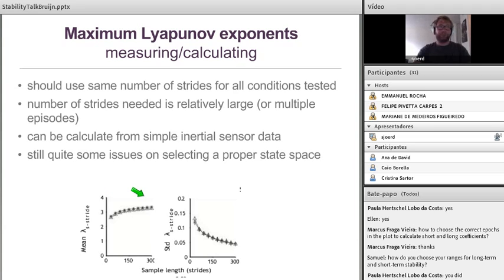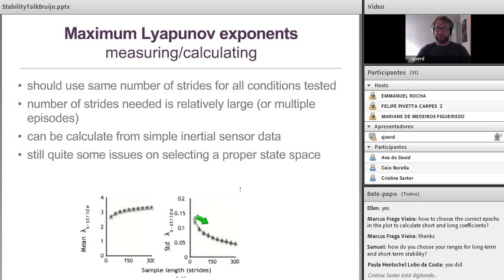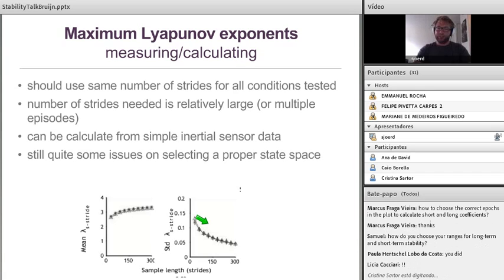So if I compare a group of elderly to a group of young people, but the young people walk longer, so they have more strides, then I'm going to find that they are less stable, even though maybe they are not, but only because I used more strides in my analysis. Also, as you can see from the figure on the right here, the standard deviation is quite large if you're using short epochs. So you need quite large epochs of data, in the order of, we would say, 150 strides to get reliable estimates. So the advantage is that you can calculate this measure from inertial sensor data.